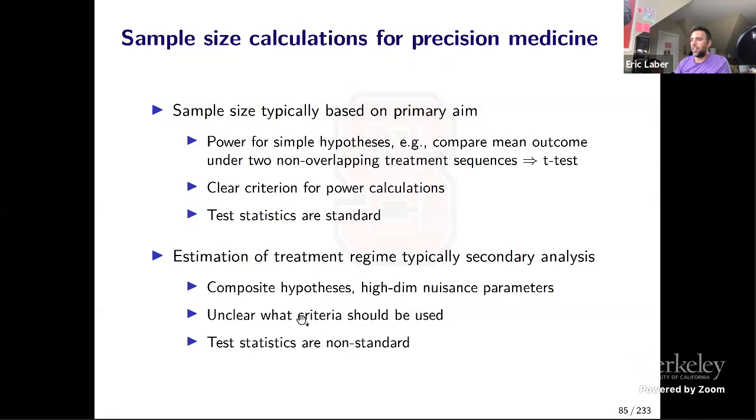And it's unclear exactly which criteria we should be using. So, it should be 1 or 2 or 3, and what should they be? And the test statistics are non-regular, as we've seen. So if we want to talk about the value function, for example, that's not going to behave nicely. And so we can't use a basic sample size formula.